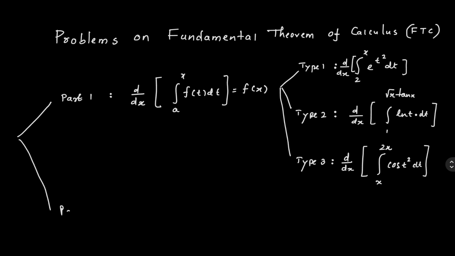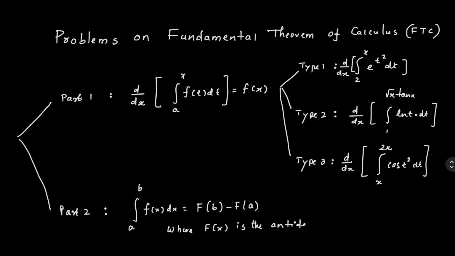Now similarly, part 2 of the fundamental theorem of calculus says the integral from a to b of f(x) dx is equal to F(b) minus F(a), where F(x) is the antiderivative of f(x), so F dash x is equal to f(x). An example of this type of question is the integral from 2 to 3 of x square dx. So we are going to solve different types of problems now.